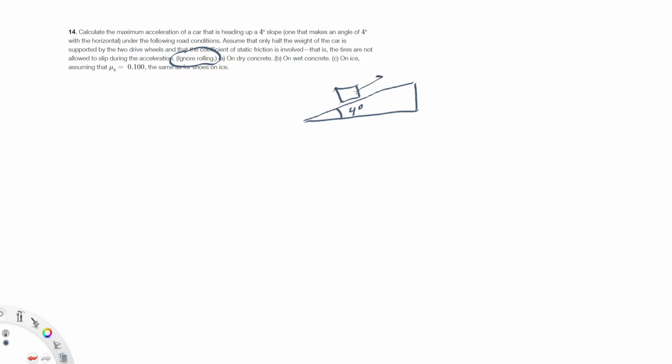So, friction. And of course, we'll also have normal force. We'll have weight. Alright, so far so good? Let's say that up the ramp is the positive x direction, and normal force is in the positive y direction.